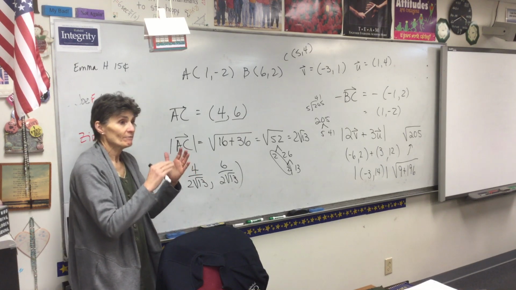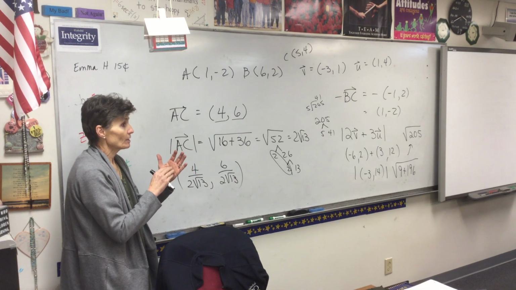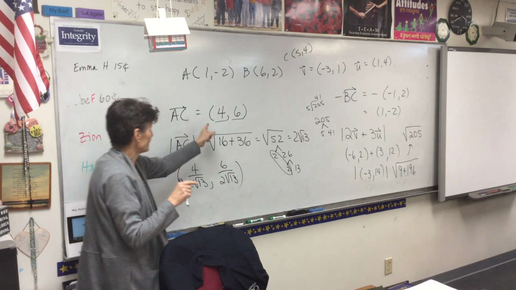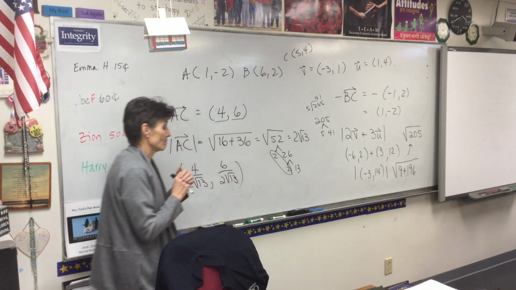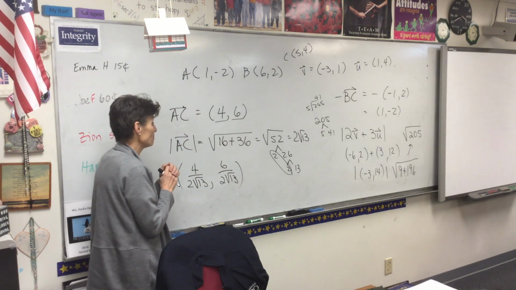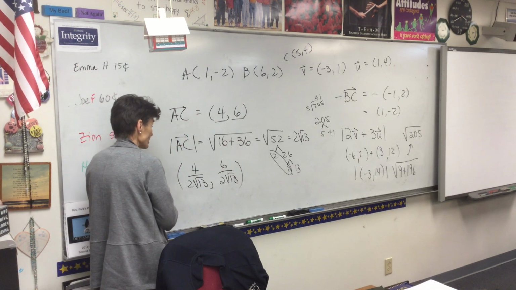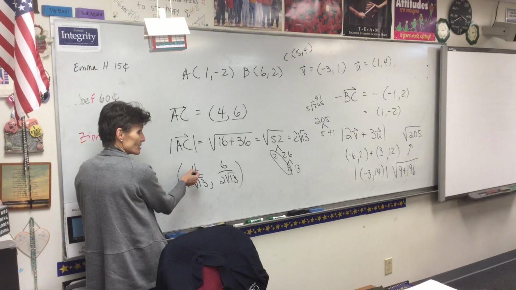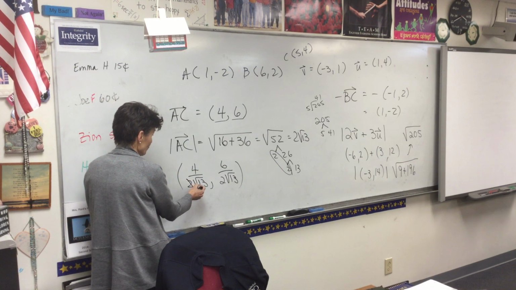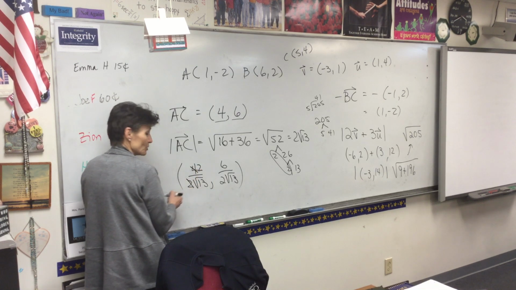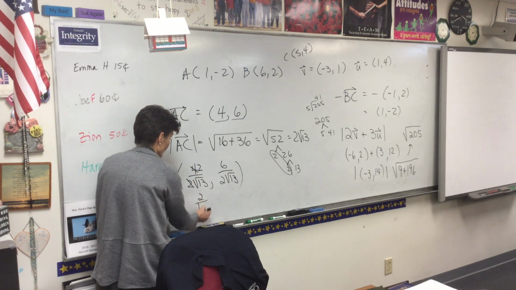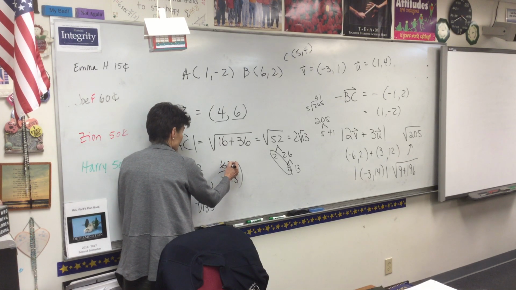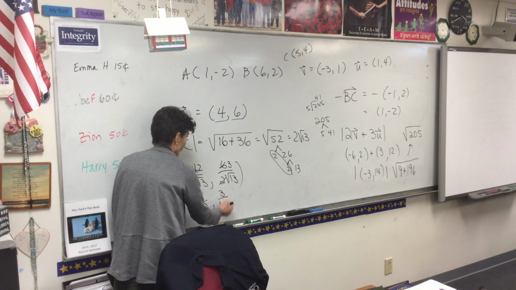How do I make a vector a unit vector? I divide each coordinate by the magnitude. Now I simplify. Personally, when I simplify, I like to take care of this part first. So 2 will go into 4 and leave me with a 2. So that's 2 over root 13. And 2 will go into 6 and leave me with a 3. That's 3 over root 13.